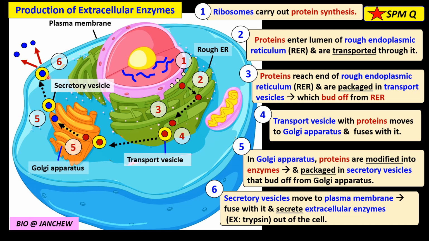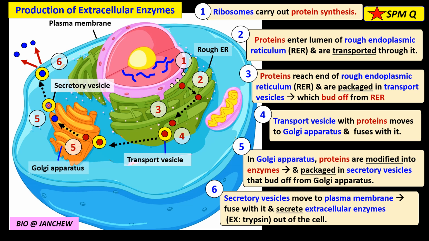Secretory vesicles will move to the plasma membrane, fuse with the plasma membrane, and secrete the extracellular enzymes out of the cell. To fuse means to join; it will join with the plasma membrane. So these are the 6 steps in the production of extracellular enzymes. If it is intracellular enzymes, they will not be packaged into secretory vesicles, but will be sent to the internal parts of the cell.